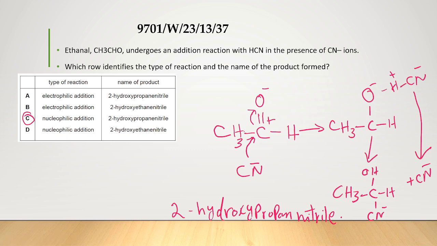Right, now we have a question to understand. Ethanal undergoes addition reaction with HCN in the presence of CN minus ions. Identify the type of reaction and the name of the product. So obviously with the aldehydes, we already know that there is nucleophilic addition, and as this is ethanal, one CN will be added. So there is a formation of 2-hydroxypropanenitrile. This reaction shows the same thing. So the answer will be C.